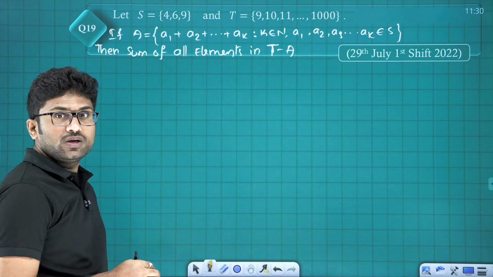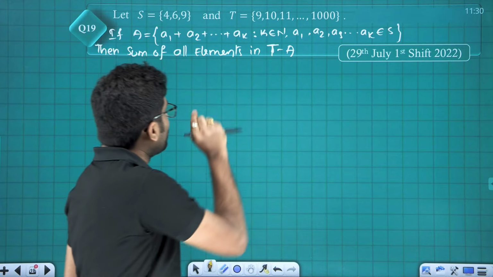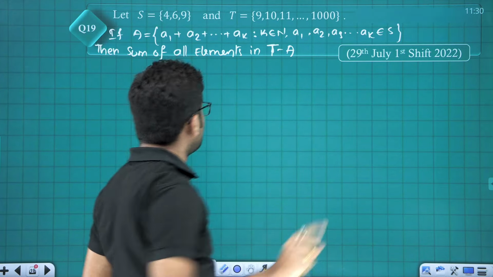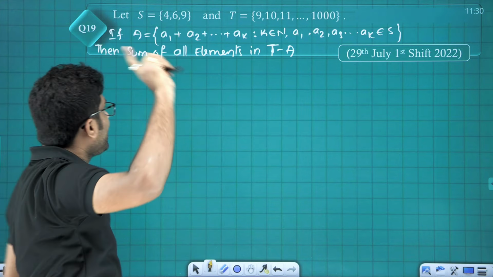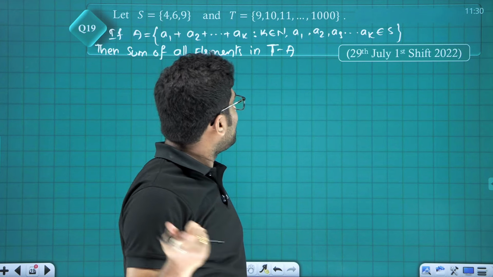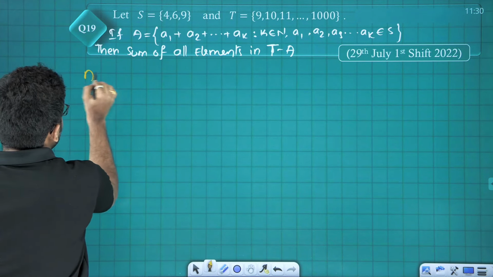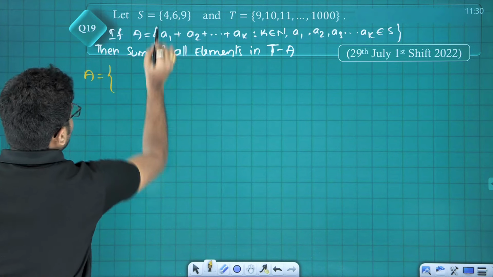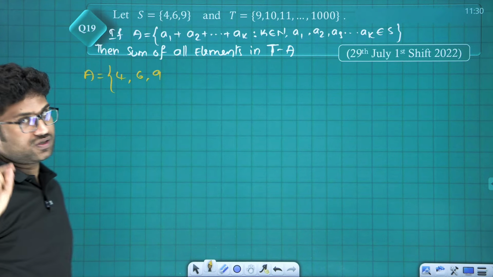Next question. Coming to this case, let S be the set of 4, 6, 9, T is equal to 9, 10, 11 and so on up to 1000. Then set A is equal to A1 plus A2 plus and so on AK, K belongs to N such that A1, A2, A3 and so on AK belong to S. See friends, now set A indicates, if K is 1, the sum of only one element, that is 4, 6, 9.